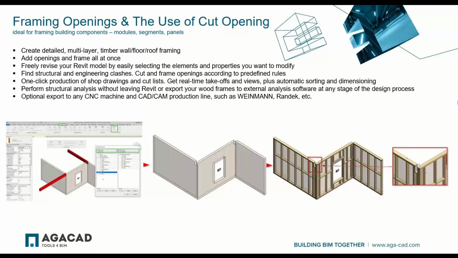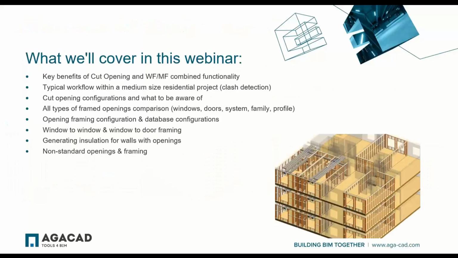Looking at the framing openings and the use of cut opening: cut opening is a tool that's also part of the wood and metal framing packages. What it does is basically let you insert openings in the project. That's based on the clash detection that you perform in Revit, and then based on that information, you would use cut opening and insert openings automatically. We're also going to look at what kinds of openings the wood and metal framing software is able to recognize.